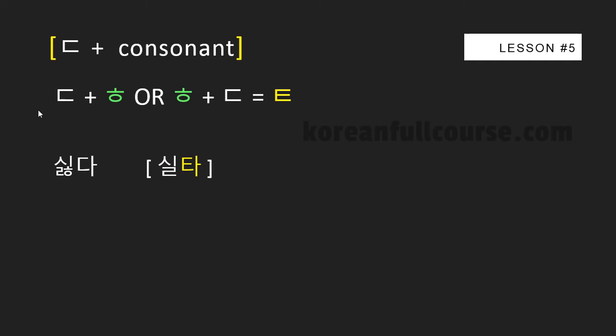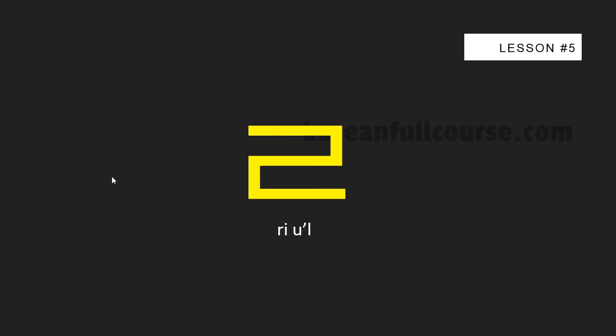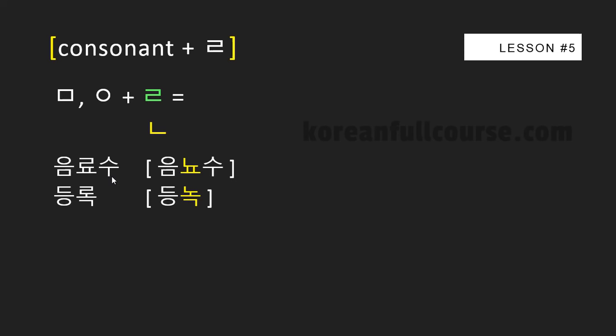When 디귿 is surrounded by 히읗, read 디귿 as ㅌ. 싫다. And the last exception for 디귿 is this. When 디귿 is followed by a syllable 이, read them as ㅈ. 굳이. The next letter is 리을. When it's placed after 미음 or 이응, you should read 리을 as ㄴ. 음료수, 등록. Not 음료수 or 등록, okay?